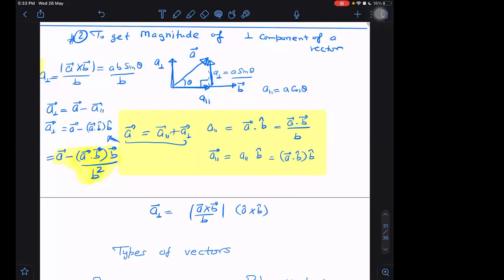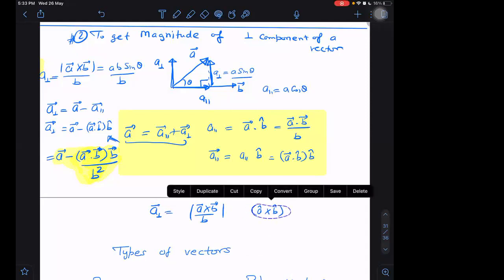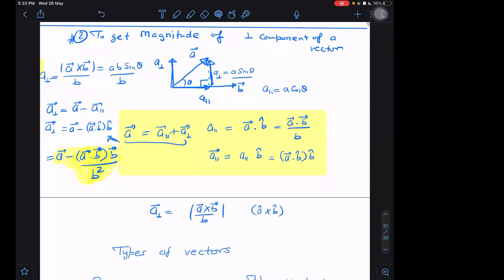And that is pointing in which direction? A cross B is pointing, I think, into the plane, downwards. Then I will have to take B cap cross this. In which direction does B cap cross (A cross B) point? First of all, A cross B is in brackets, so first I have to take A cross B. So A cross B points in which direction?